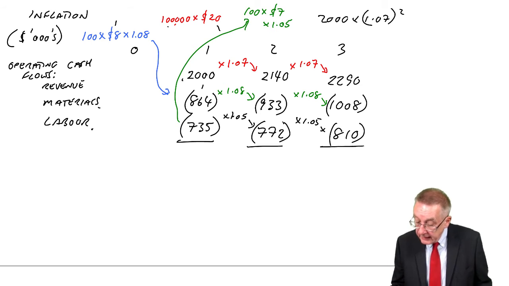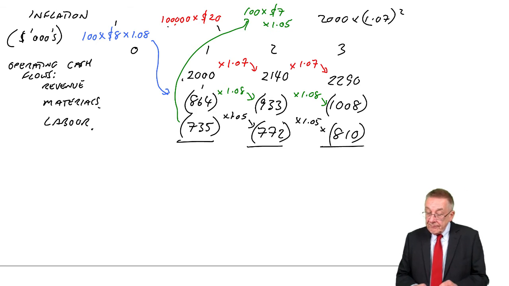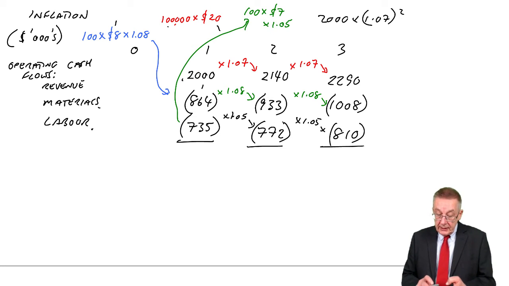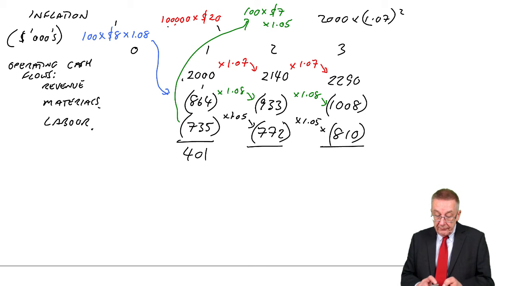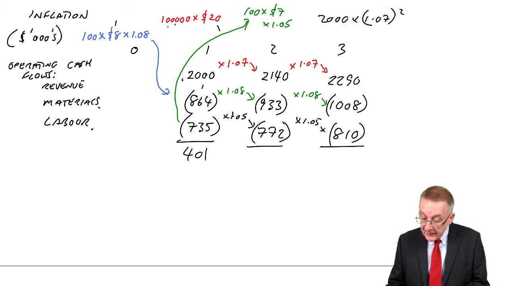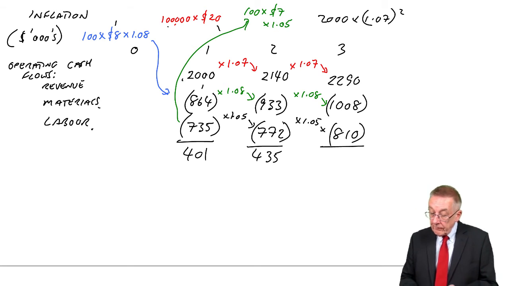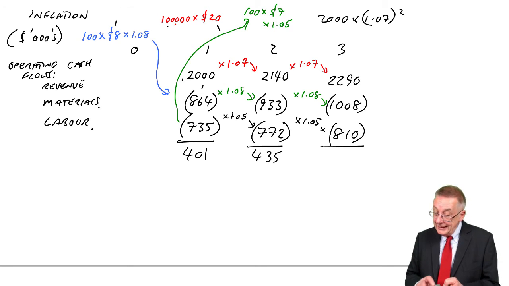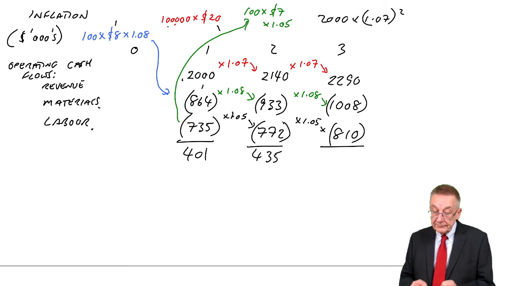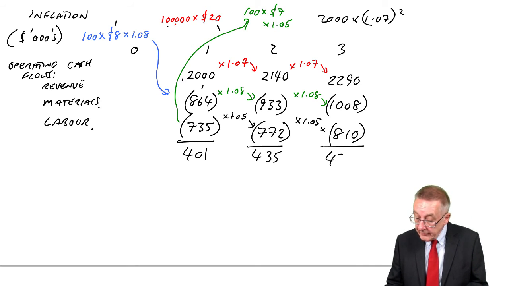The net operating flow, time 1, 2000 minus 864 minus 735, 401. Time 2, 2140 minus 933 minus 772, 435. Time 3, 2290 minus 1008 minus 810, 472.